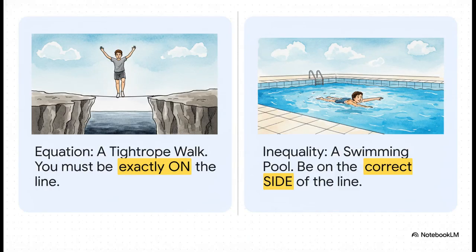So what's the big idea here, really? Well, I absolutely love this analogy. An equation, something like y equals 2x, is like a tightrope walk. Every single solution has to be exactly on that one specific line, no exceptions. But an inequality? That's a swimming pool. You don't have to be right on the edge. You just got to be on the correct side of the line, in the water, to be a solution. We're talking about a whole region of possibilities here.